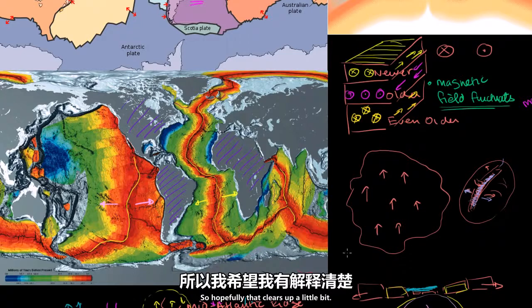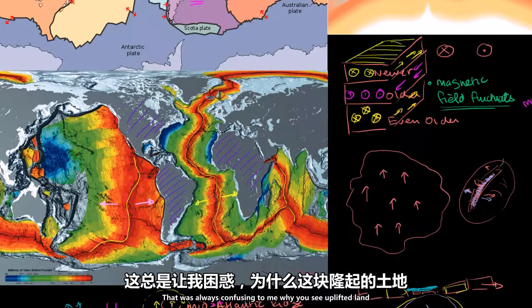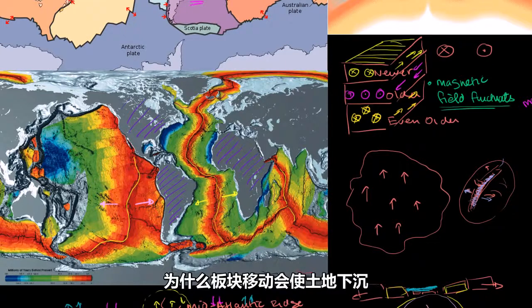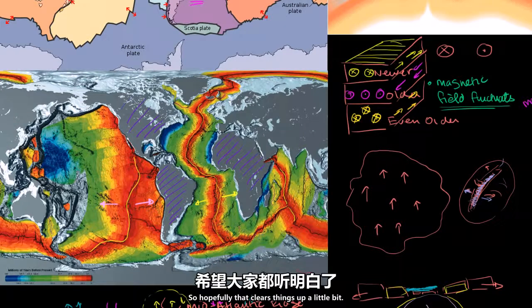So hopefully that clears up a little bit. That was always confusing to me, why you see uplifted land, but then everything around the uplifted land is much lower, and why the whole thing is submerged as it's moving away. So hopefully that cleared things up a little bit.